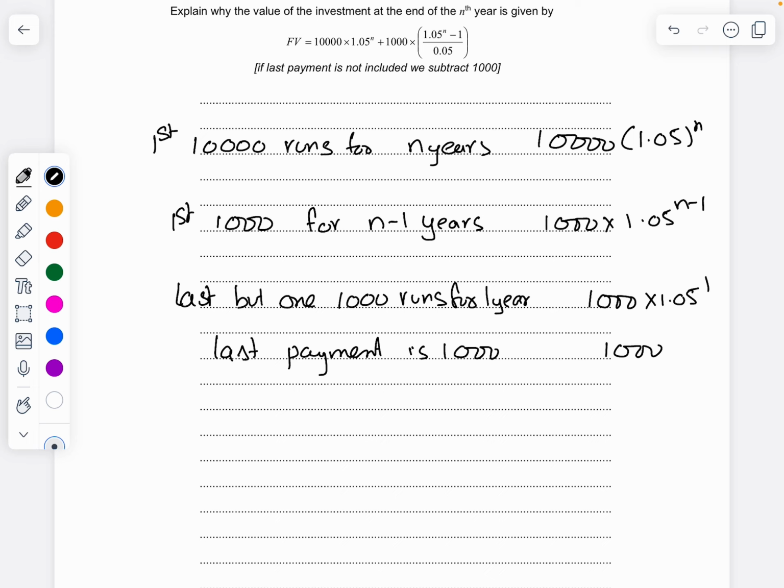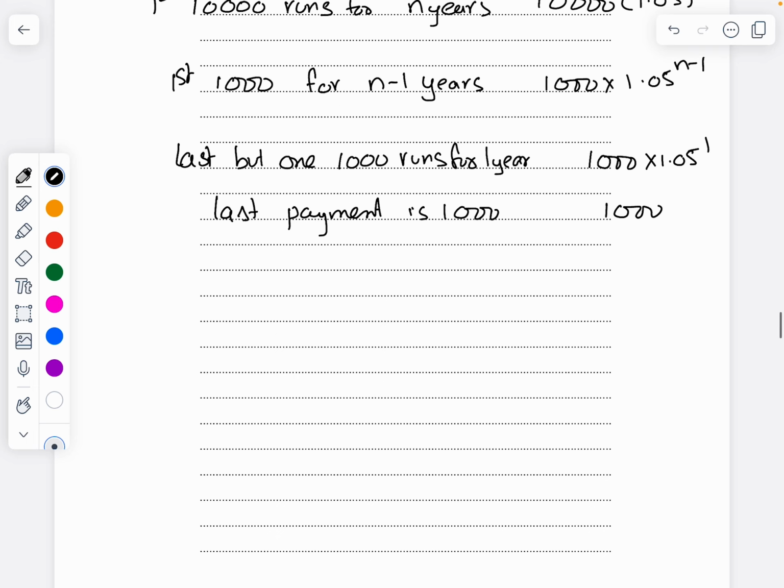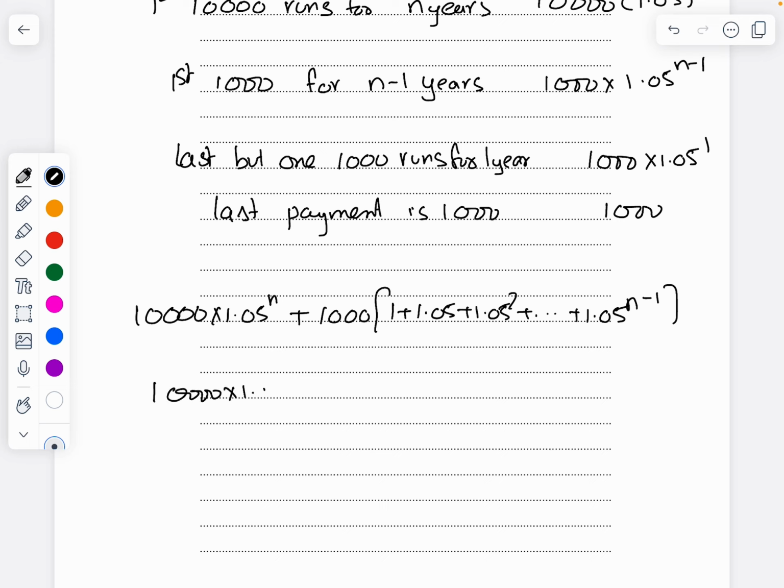So when I calculate the sum, it will be 10,000 times 1.05 to the power of n, plus the remaining all 1,000 times (1 plus 1.05 plus 1.05 squared and so on, plus 1.05 to the power of n minus 1). So this will become 10,000 times 1.05 to the power of n plus 1,000 times (1.05 to the power of n minus 1) divided by (1.05 minus 1). That's going to be the formula.